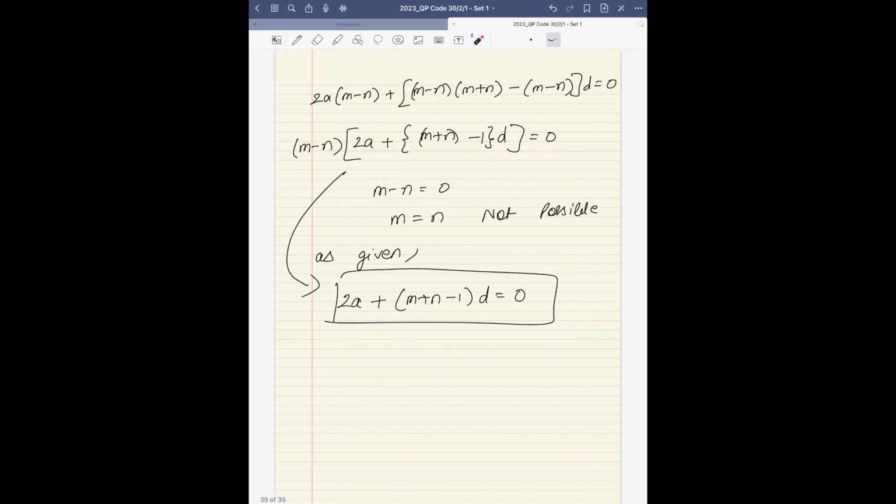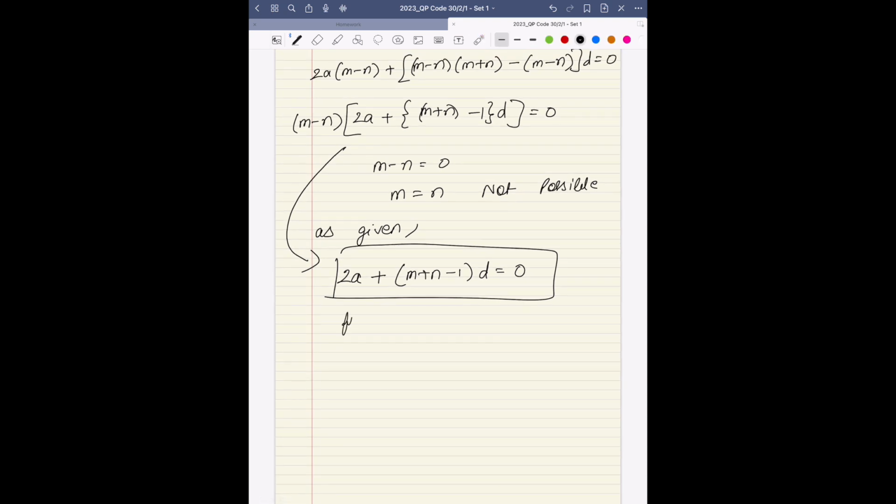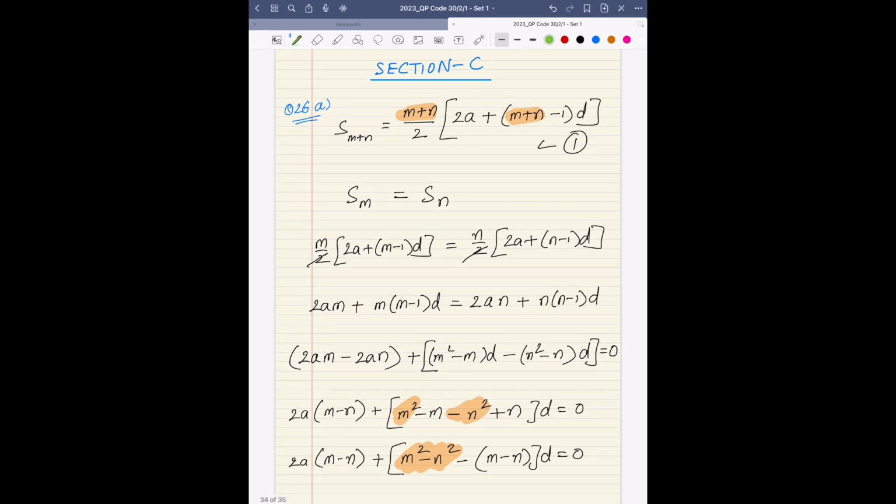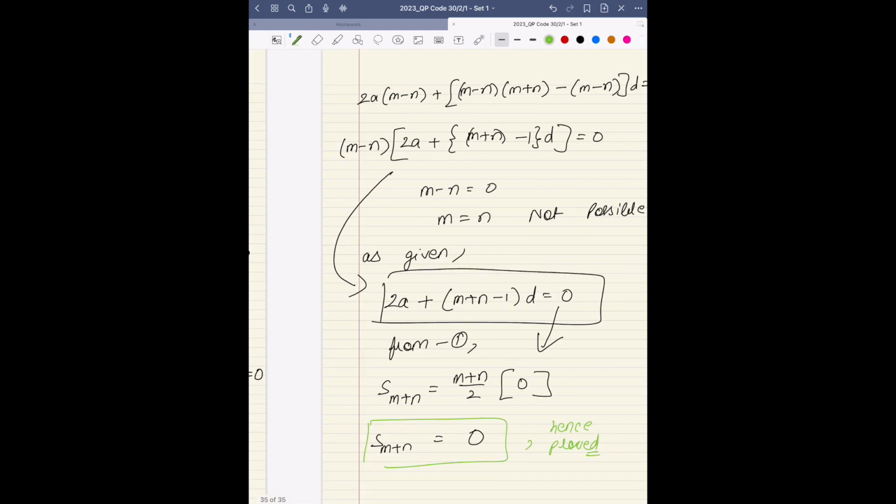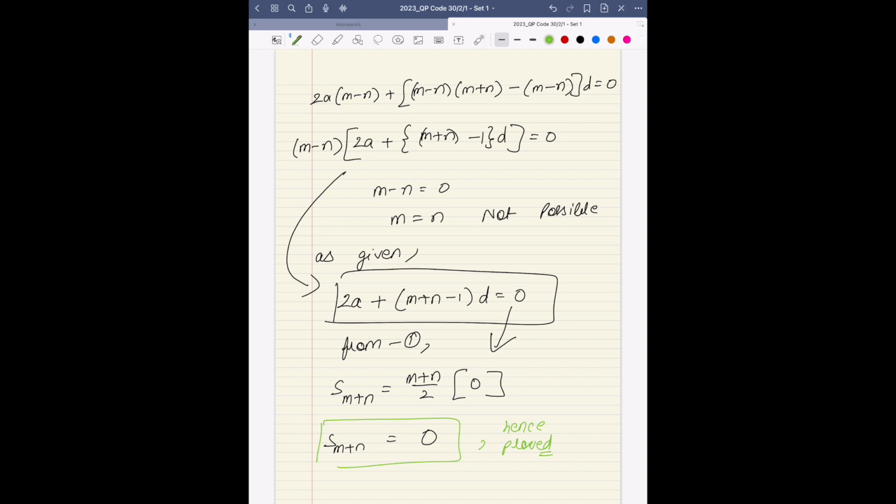This term is 0. So you can say from equation 1, s of m plus n becomes m plus n by 2, times 0. You put this 0 over here. Hence proved. As I said, it's a good question. So either you need to have some practice of solving these type of questions, or you need to be pretty good at maths or with your common sense. Okay. It can also be for 4 marks, but yeah, they have given it for 3 marks.